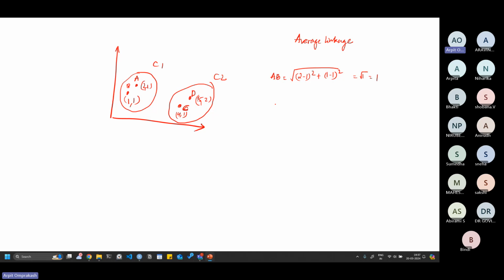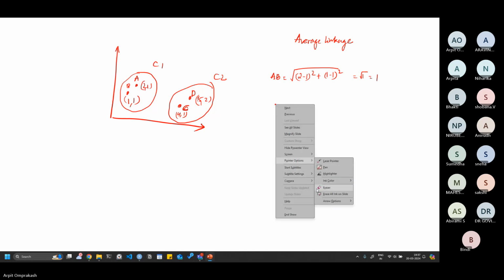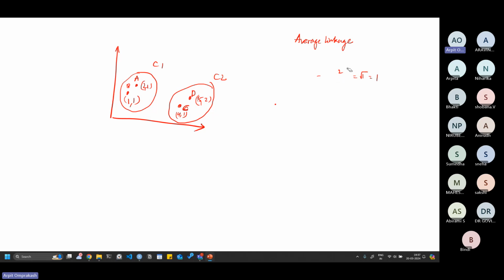Sorry, my bad. We don't want the distance between A and B because they are in the same cluster. What we want is the distance between A and D, distance between A and C, distance between B and D, and distance between B and C. So these 4 things we need.